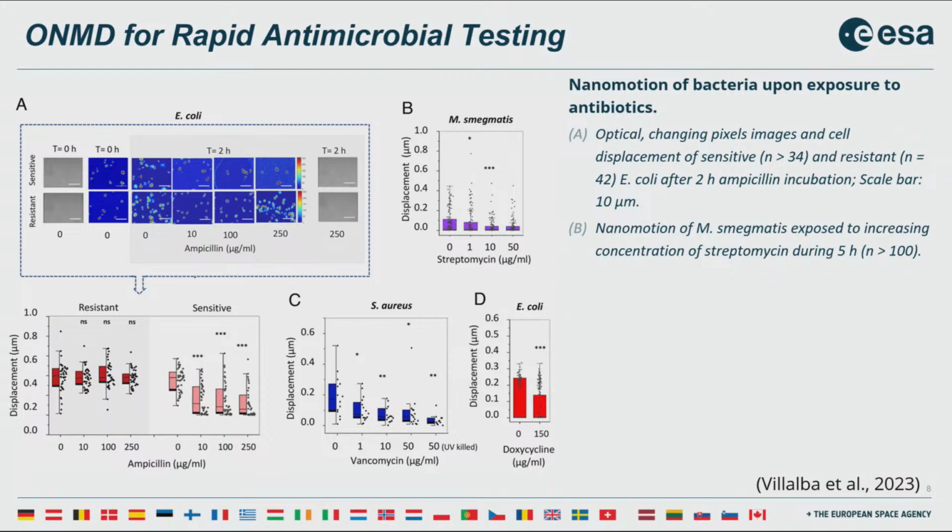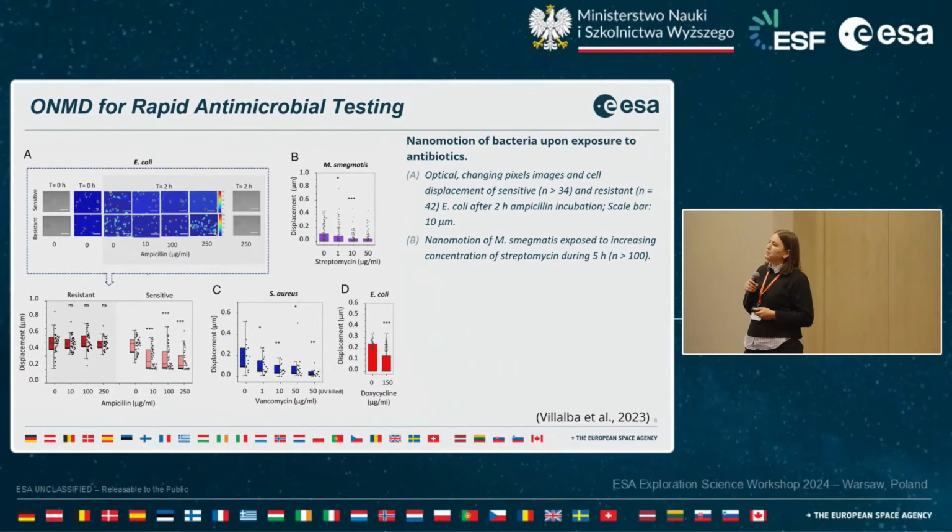We have a sensitive strain and a resistant strain. So if we, for example, compare 2 hours of 250, here we see that there is still a lot of cells. They quite proliferated from the time 0. Whereas the sensitive strain has very few that are still moving. We can present our data also as the displacement per frame, and here we see that the resistance strain stays, there is no significant difference between the concentrations after 2 hours, whereas with the sensitive, the drop in the nanomotion is quite significant, both for 10 micrograms, 100 and 250.